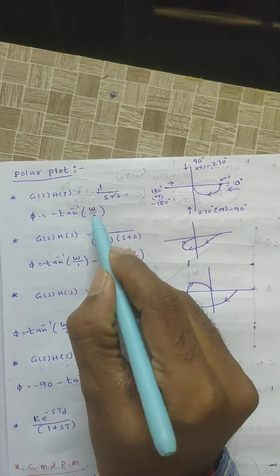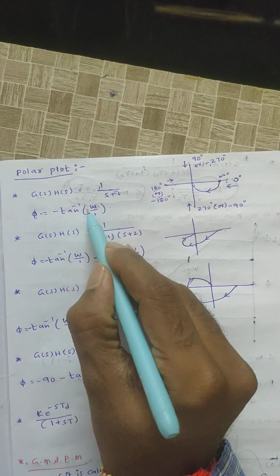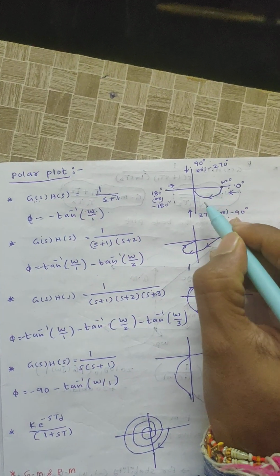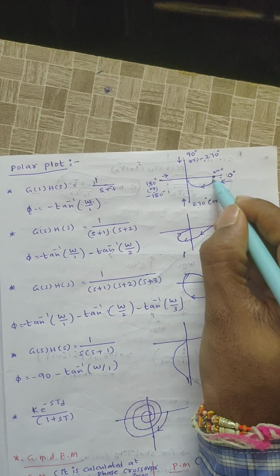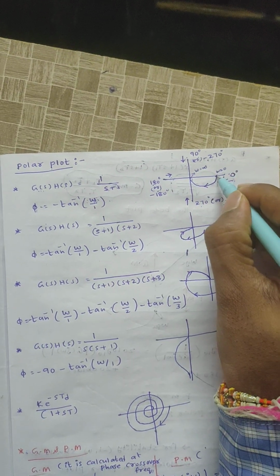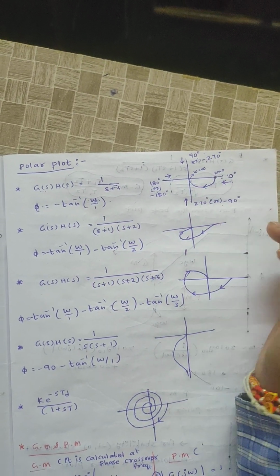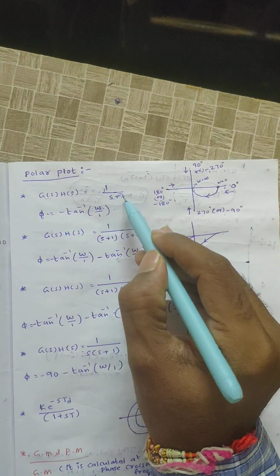When ω = 0, tan inverse of 0 will be 0. When ω = infinity, minus tan inverse of infinity will be minus 90 degrees. That means ω = 0 is here and ω = infinity is here, so the polar plot will go from 0 to infinity. In this way we can draw the polar plot for 1/(s+1).